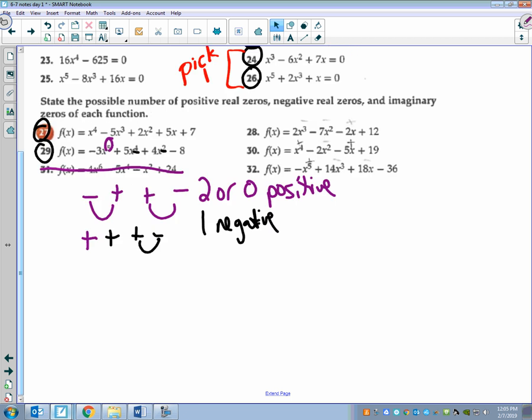And then, how many does there have to be? Well, the biggest exponent is 5. So I know there's a degree 5. So if there's 2 positive and 1 negative, that's 3. But I needed to add up to 5. So that means there'd be 2 imaginary. But if there's 0 positive and 1 negative, then there would be 4 imaginary.